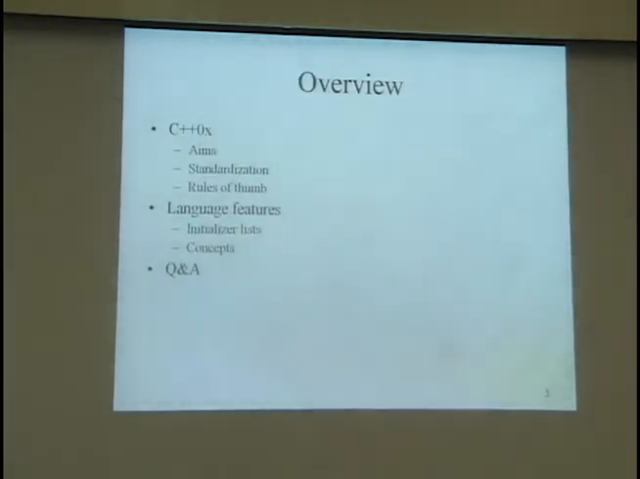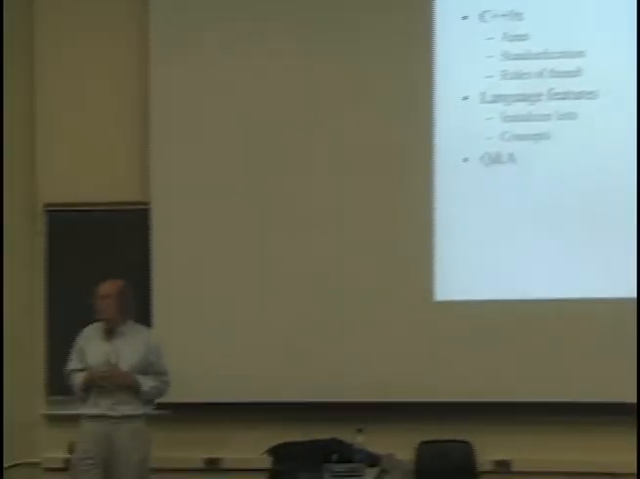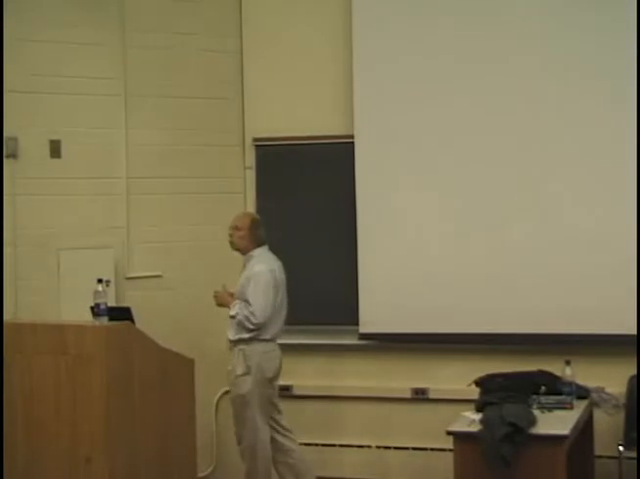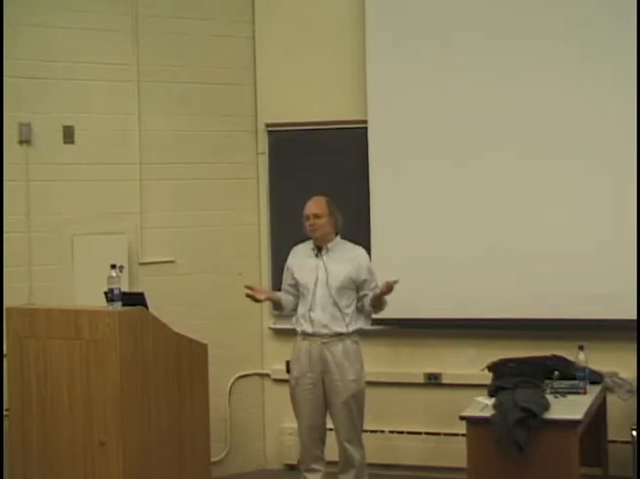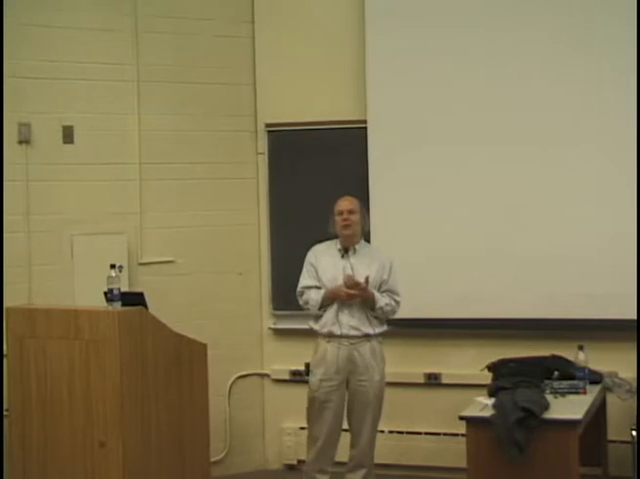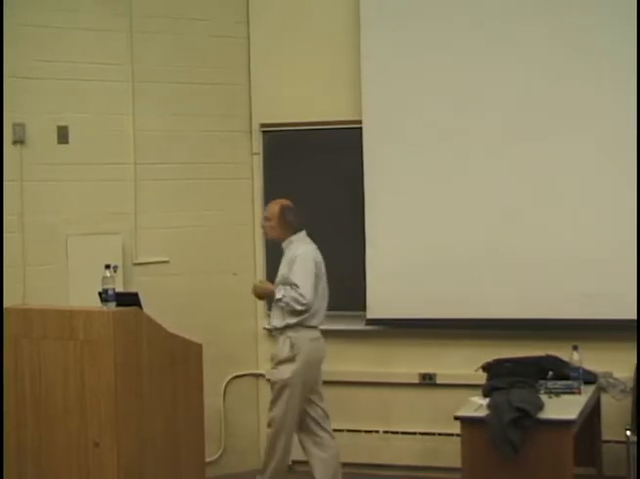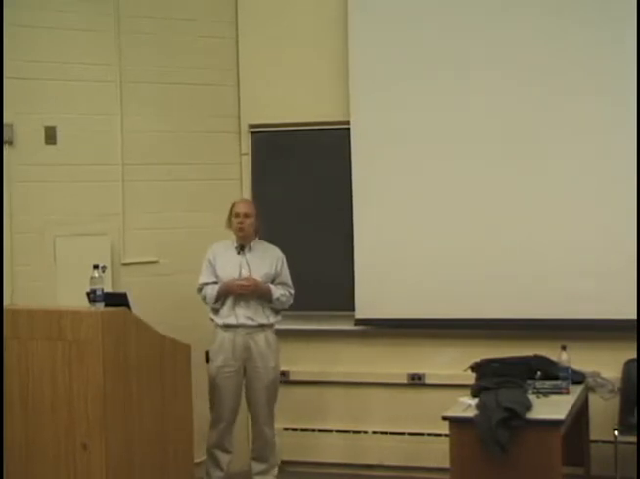What am I going to do? I'm going to tell you a little bit about what C++0x is supposed to be, what our aims are, how we go about standardizing a language, why we standardize a language, and what design rules of thumb we need. Then I'm going to concentrate on just two language features. There's just no way of doing a laundry list of features well. It's boring. You can do it yourself.